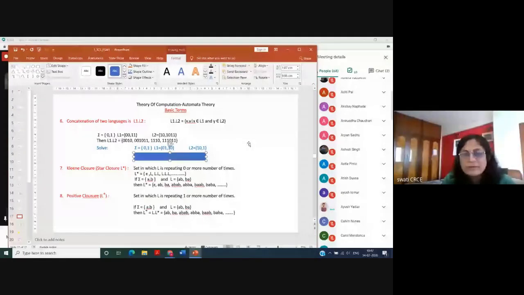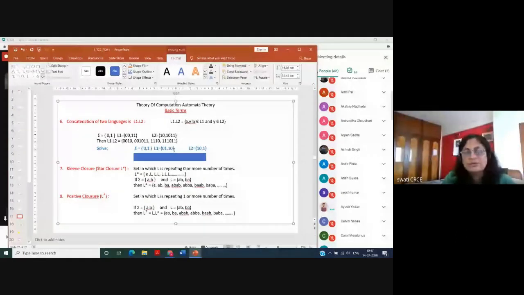Your question is L1 is equal to {01, 10} and L2 is {101}. And I'm talking about concatenation of two languages. So L1 dot L2 means that you are taking X from L1 and Y from L2 and you are combining them together. So what is the answer for this?